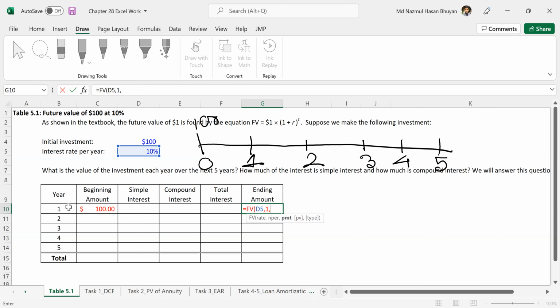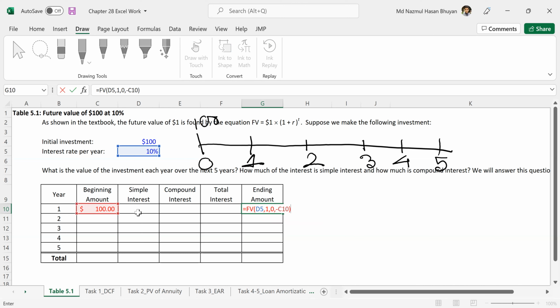Then PMT. Here you don't have any periodic payment. You started with a lump sum amount of $100, so your PMT is 0. Then PV. PV is the lump sum amount you started with. So here your PV is $100. Now we are going to put negative PV.